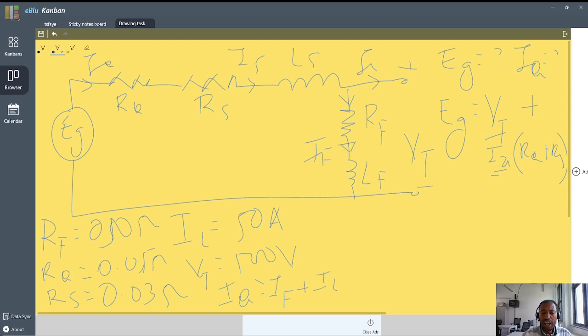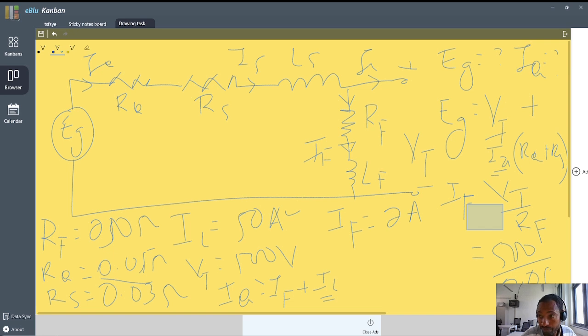Sorry, IL is already given here. IF has to be found. Our IF is going to be VT divided by RF. VT is 500. RF is how much? Here it's already given, 0.05. Therefore IF, if you divide this, is 2 ampere.